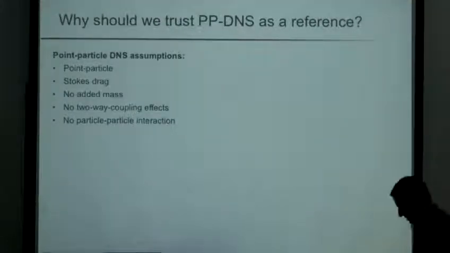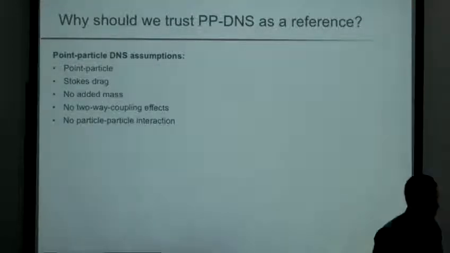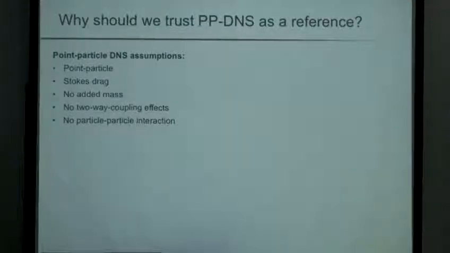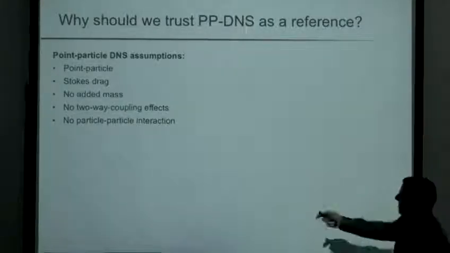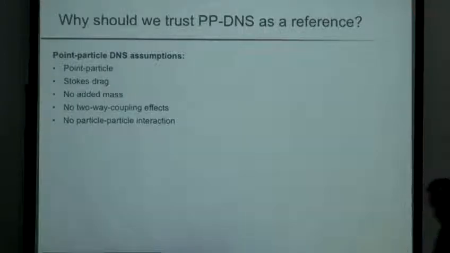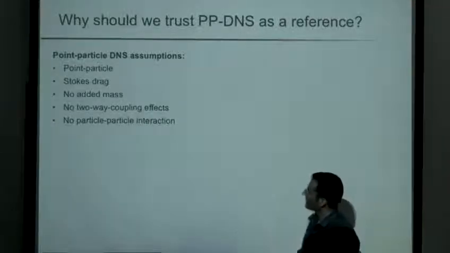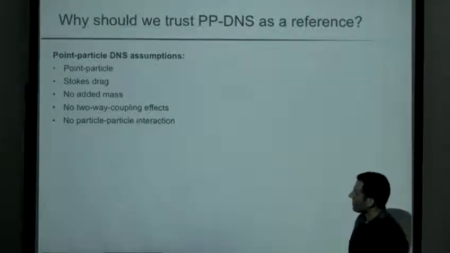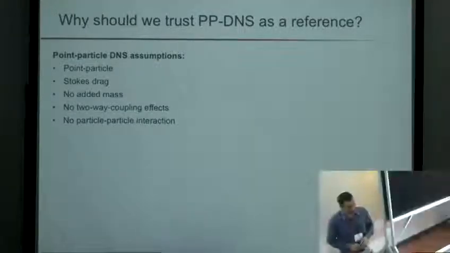The second question that may come up is why should I trust the point particle DNS in the first place, which you're using for validating your results? And that's a very valid point. The point particle DNS makes a lot of assumptions. It assumes that particles are small enough compared to the background flow. I'm assuming drag forces to be a linear function of slip velocity. We are neglecting added mass, we are neglecting two-way coupling forces, and we are forgetting about all particle-particle interaction.